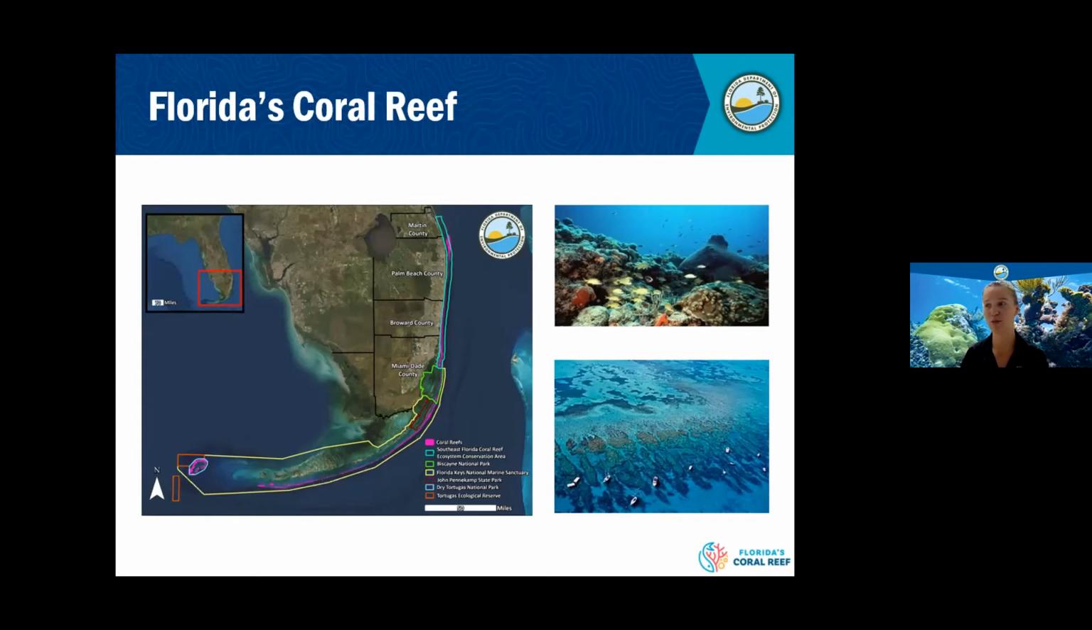And we have so many people using the reef in Southeast Florida, and the reef is managed by various state and federal agencies, including DEP and also NOAA and the National Park System. So the Coral Reef Conservation Program, which is where I work, focuses on the northern third of the reef, which is the newly designated Southeast Florida Coral Reef Ecosystem Conservation Area, which is highlighted in this light blue color on the map. That begins just north of Biscayne National Park in Miami-Dade County and goes all the way up to Martin County.